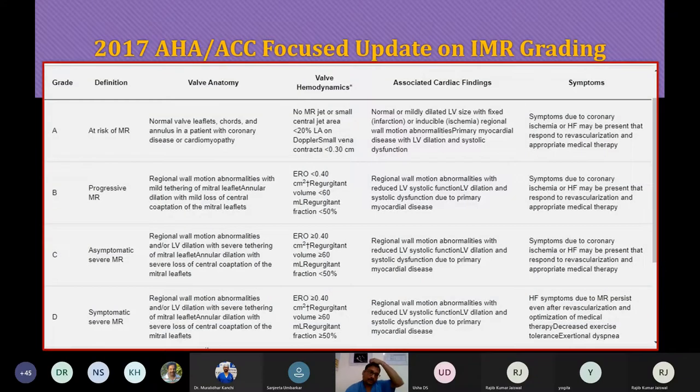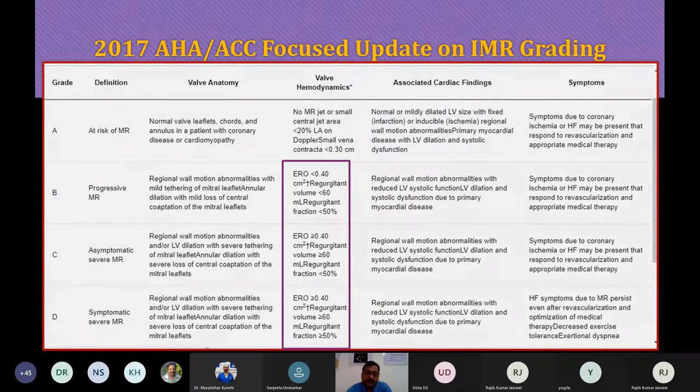So this is a focused update of 2017, where they are categorizing secondary or ischemic mitral regurgitation, and they are giving the valve hemodynamics for dealing with those. They have not changed much. In between, there was a big debate about whether to consider an effective regurgitant orifice area of more than 0.2 or 0.3 as severe, and a regurgitant fraction of more than 50% as severe or not. But ultimately, they have come to the conclusion of a similar kind of grading for the primary and the secondary MR.